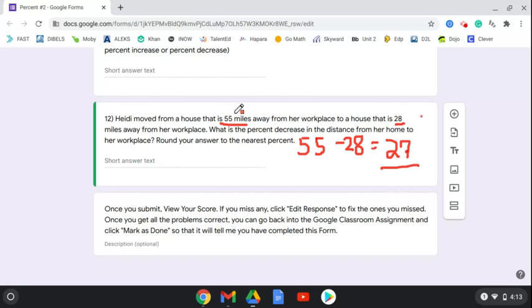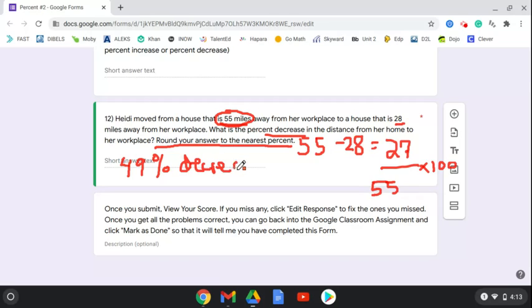Let's divide that by the original amount. Originally, she was 55 miles from her workplace. So 27 divided by 55, and then multiplied by 100 because percent is out of 100. So 27 divided by 55 times 100. And notice it says round your answer to the nearest percent. So in my calculator, I get 49.0909091. And so to the nearest percentage, this would round to 49%, right? And of course, this would be a decrease because she's gone from 55 miles away to 28 miles away. So 49% decrease.